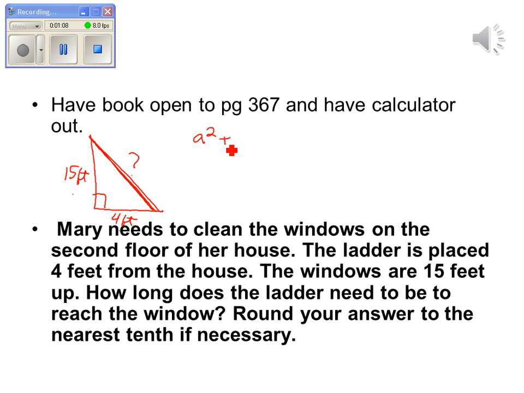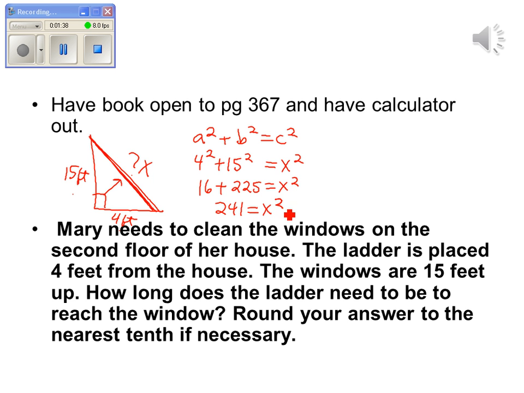A squared plus b squared equals c squared. Notice that the ladder, what we're looking for, we'll call that x, is across from the right angle, so that's the hypotenuse, so that's going to go in the c squared. The a and the b are 4 and 15, so 4 squared plus 15 squared. 4 squared is 16, 15 squared is 225, 16 plus 225 is 241.